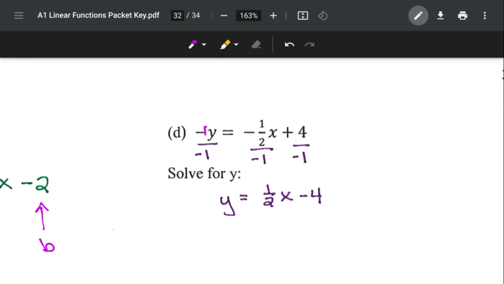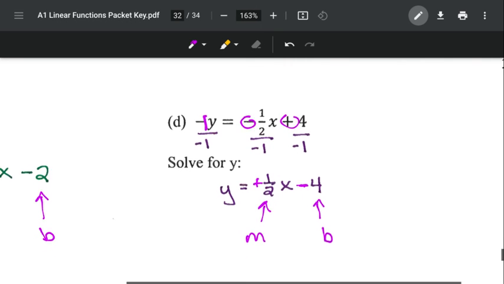Negative y, there's really a negative 1 here. So to get the y by itself, you divide everything by negative 1. When you multiply or divide by a negative, you're just changing the sign. So this negative 1/2 x becomes a positive. This 4 becomes a minus 4. So our y-intercept is negative 4. Our slope is now up 1, right 2.